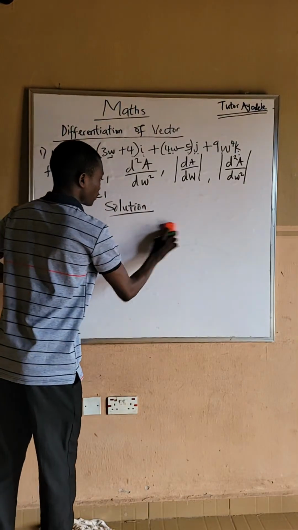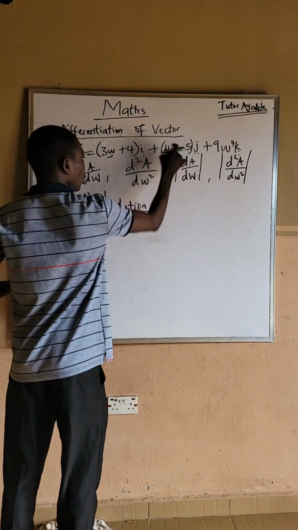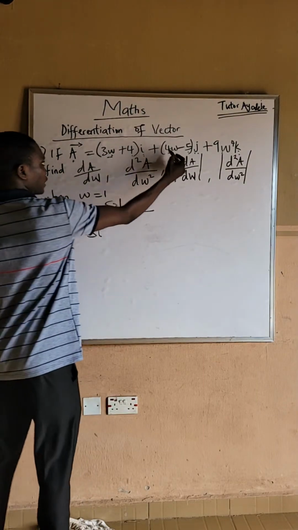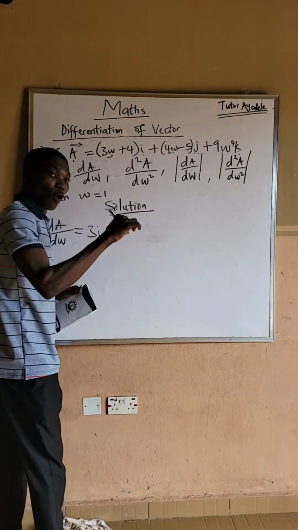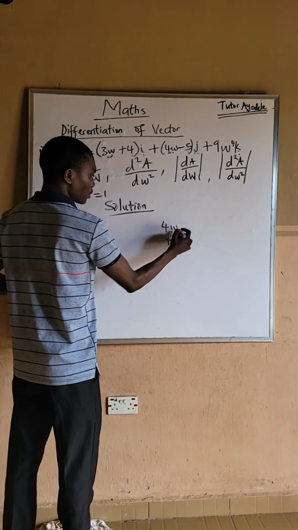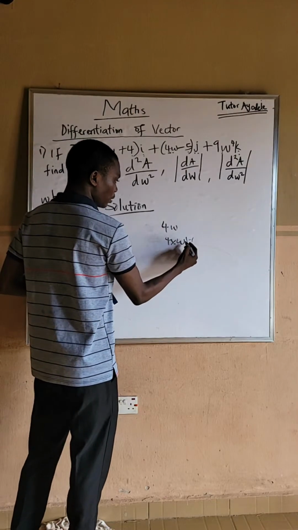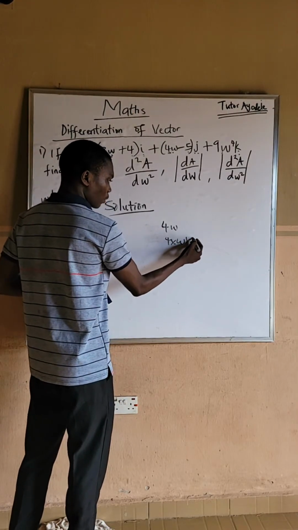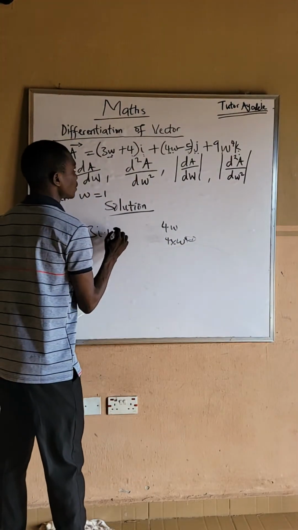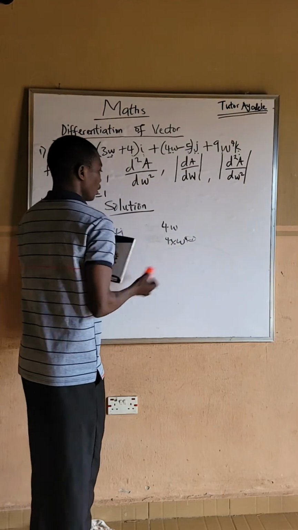Alright, let me erase this. So if I'm to differentiate this, 4W, what will it give us? If I differentiate 3W it gives me 3, so if I differentiate 4W, it will still give me what? 4. If I use the 1 to multiply, it will give me 4 times W raised to power what? You know the original power there is 1. So if I subtract 1 from it, it will give me W raised to power 0, right? 1 minus 1 will give me 0. And W raised to power 0 will give me 1. 1 times 4 will still give me what? 4. Plus 4 what? It will be 4j. Okay? Alright.